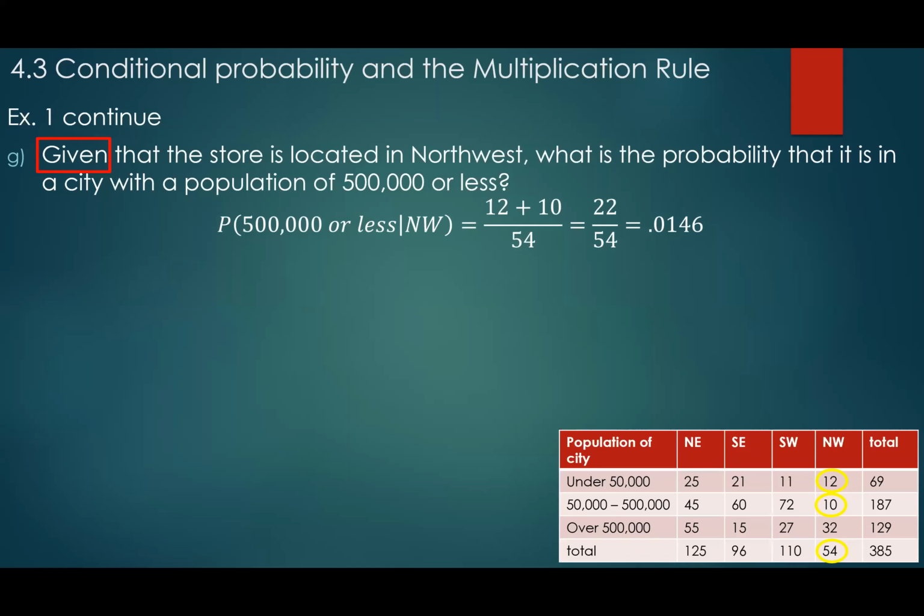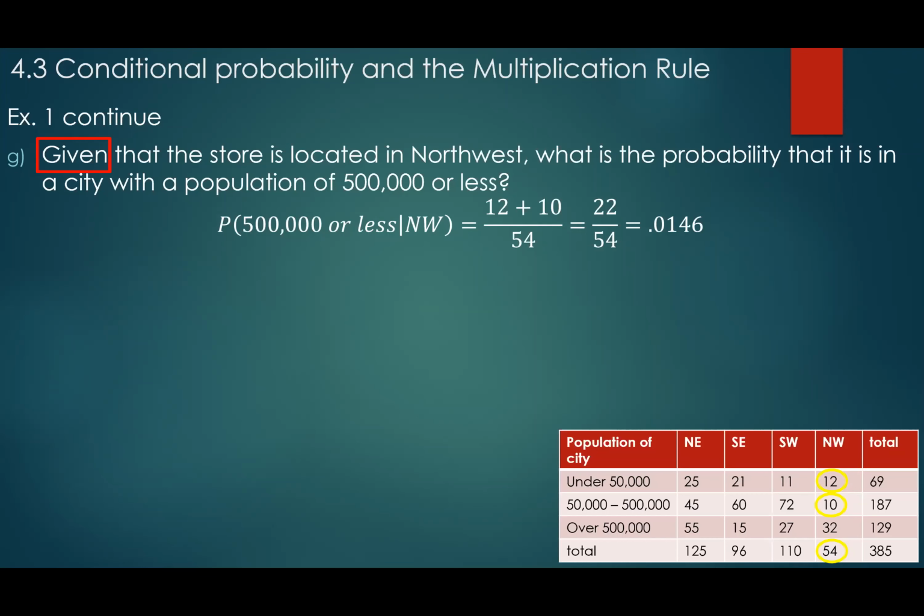I will tell you when the other formula comes in handy later. But again, for now, this is what we're looking for. We ask ourselves, what is the condition? The condition is the restaurant, or in this case, the store, has to be located in the Northwest region.